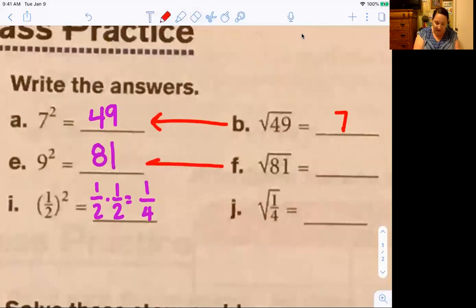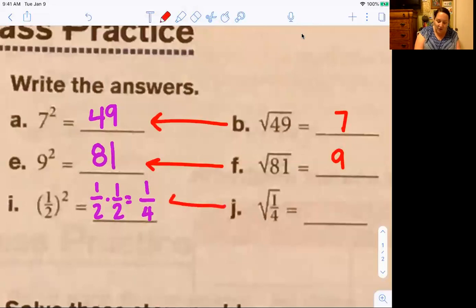And we can look in letter E to help us. How about 81? What number times itself gives you the number 81? 9. And look at 1/4. What's the square root of 1/4? What number times itself gives us 1/4?